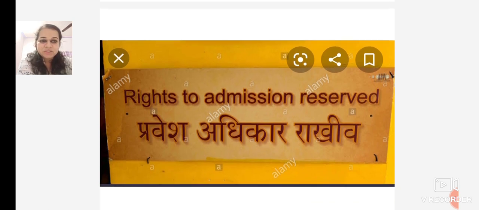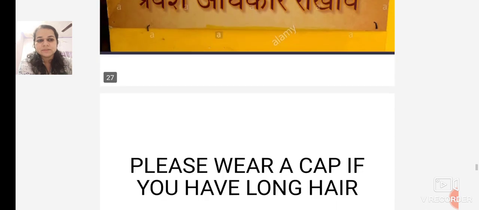Right of admission reserved means all the people are not allowed to come into the hotel and clubs. The answer is in a club.